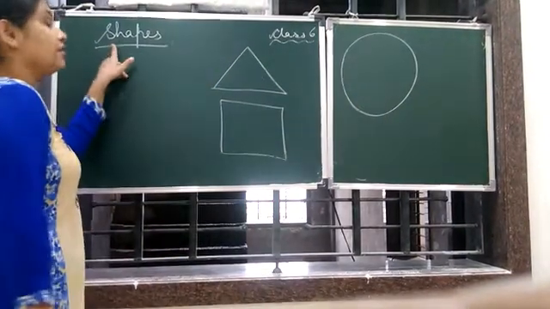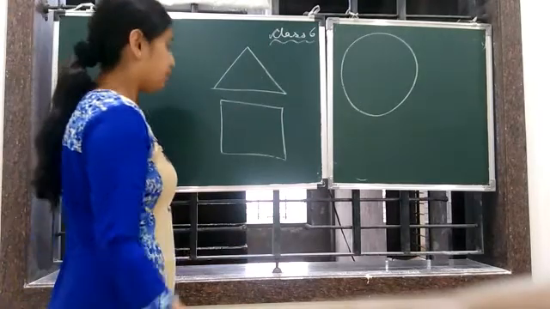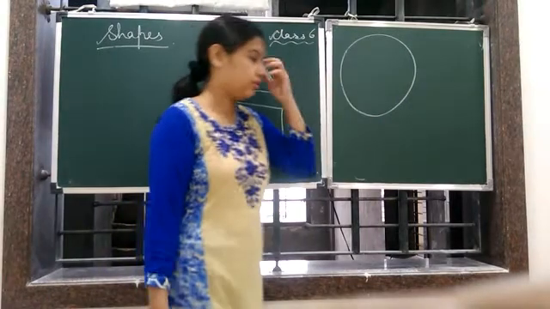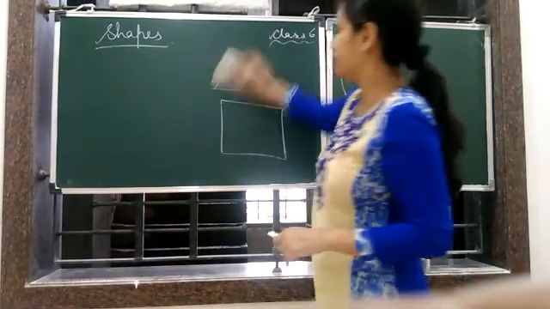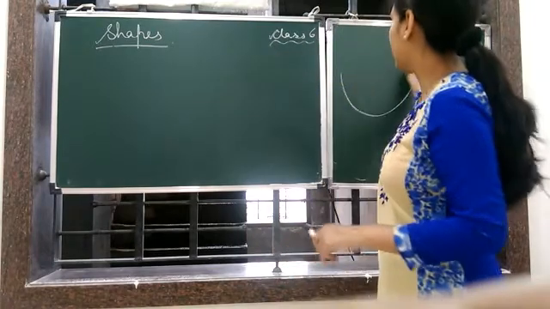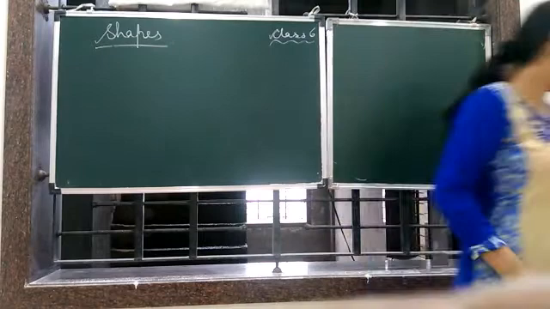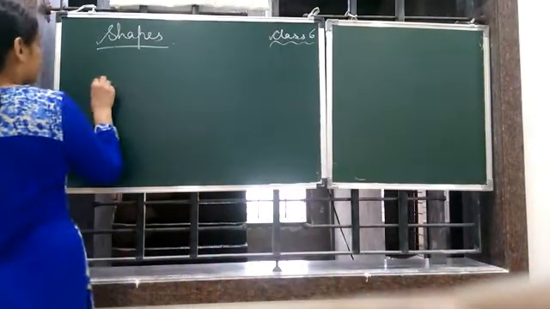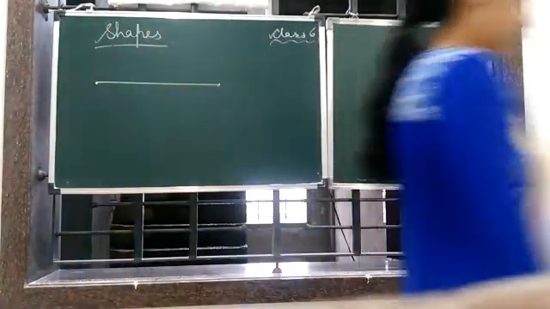So what is a shape? A shape is usually made up of either a line segment or a curve. So when we talk about line segments, when we talk about polygons, what comes to our mind? Line segments. Yes or no? And we have already studied what a line segment is. It has two definite endpoints. This is a line segment.